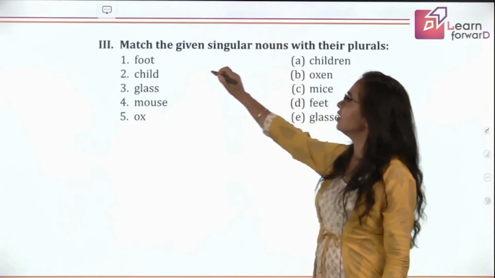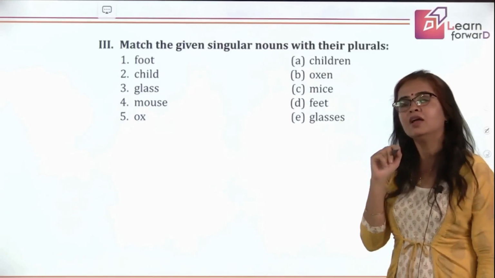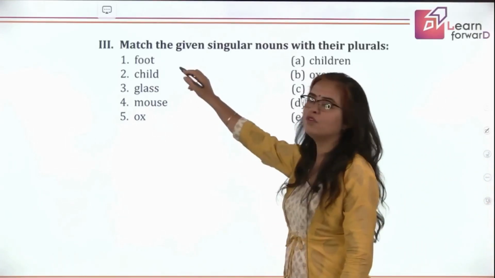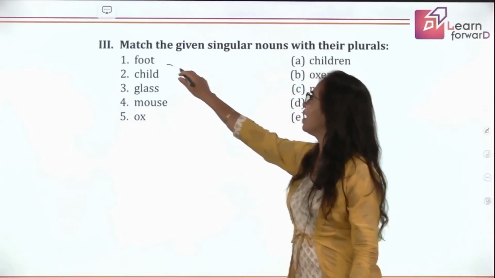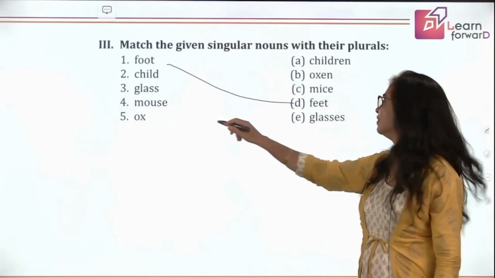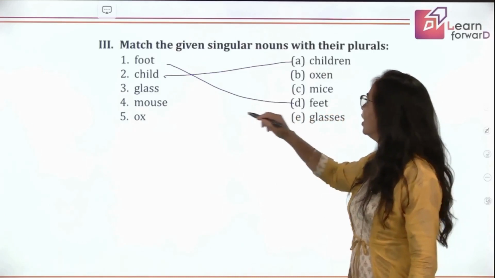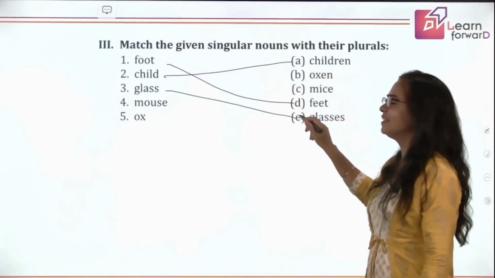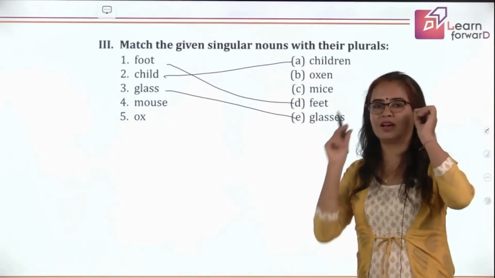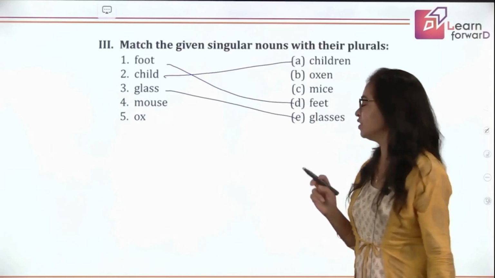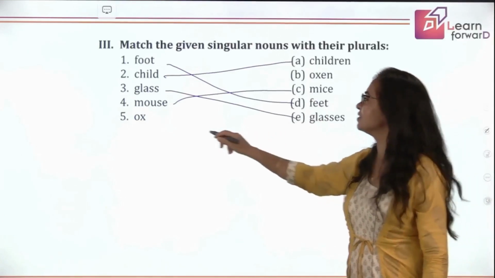Now last here, match the given singular nouns with their plurals, and here you will just remember the rules we have learnt in today's session. Foot. I walk on my feet. So that's the perfect match. Child. Yes, the children are playing in the park. Okay, you are there with the right answer. Glass. This glass is the glass you use to drink water, not my glasses. This we always use in plural, remember. Mouse is brilliant. That's the correct answer. Ox.